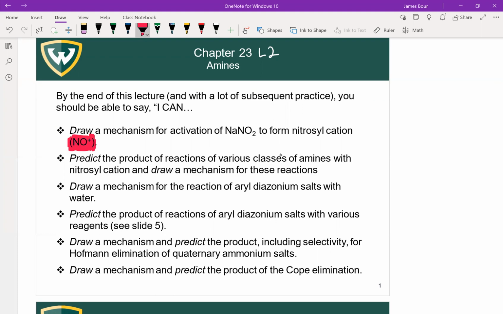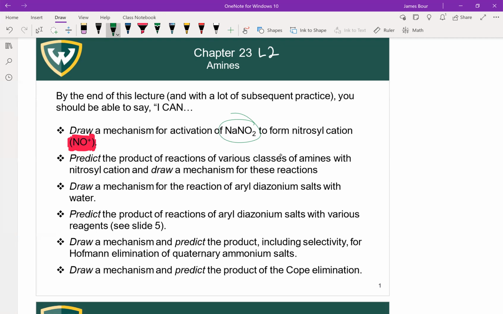So by the end of class today, you should be able to draw a mechanism for activation of sodium nitrite, which is this compound here, circled in green, to form nitrosyl cation, also sometimes called nitrosonium cation. Predict the product of reactions of various classes of amines with nitrosyl cation and draw a mechanism for these reactions. Draw a mechanism for the reaction of aryl diazonium salts with water. We'll talk about what an aryl diazonium salt is. Predict the product of reactions with aryl diazonium salts with various reagents.